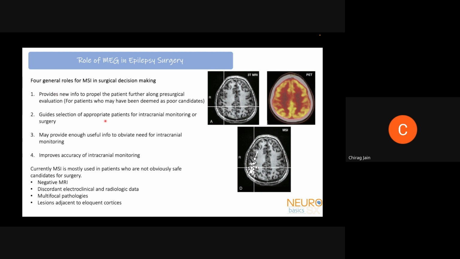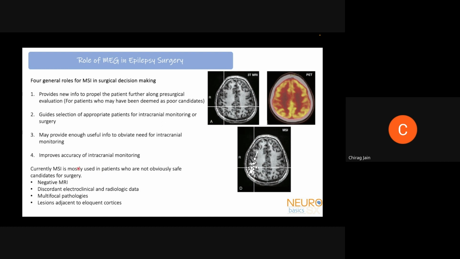Second, in a patient where you're just not sure whether they require intracranial monitoring or not, it can help you guide the selection of appropriate patients for monitoring, that this patient should undergo intracranial monitoring. But sometimes it might even give you enough data that you do not require intracranial monitoring at all. Particularly, it can tell you the eloquent cortex, the relationship with the eloquent cortex, and where the epileptogenic focus is. And also, if it picks out particular areas of dipoles, it can even improve the accuracy of monitoring because you can place the electrodes there.